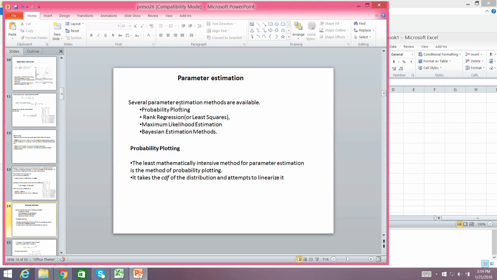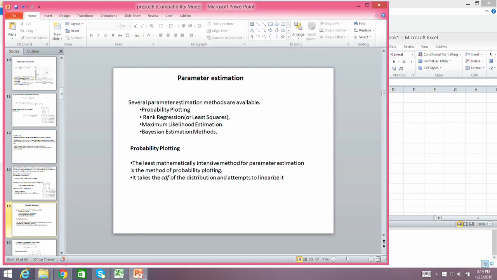You have these 3 parameters. We have the scale parameter, the shape parameter, and also the third, the small gamma parameter. How do you estimate all of these? There are different approaches by which you can estimate. One is called probability plotting, another is the rank regression or least squares approach, maximum likelihood estimation, Bayesian estimation methods, and many more, but the simplest is probability plotting. It is the least mathematically intensive method for parameter estimation, okay.